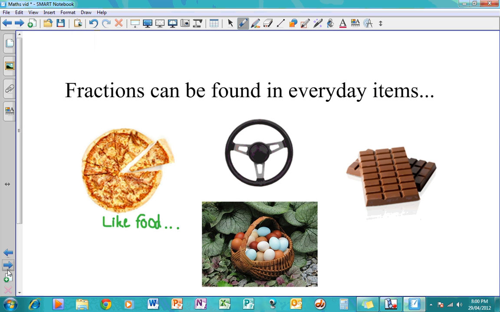Fractions can be found in everyday items such as food. So the next time you eat a pizza or a bar of chocolate, just think of this.